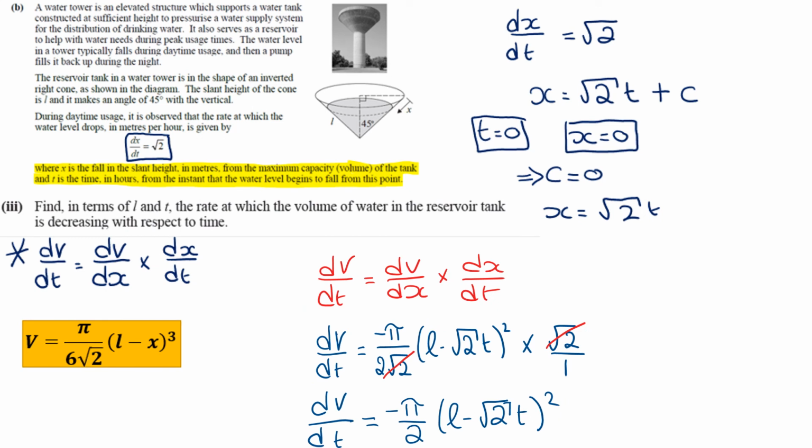So our final answer then for dv/dt is minus pi over 2 (L minus root 2t) all squared. If we double check with our question, this was quite a long one, find in terms of L and t the rate at which the volume of the water, so dv/dt, is decreasing. Our final answer was negative, which we were expecting since dv/dx was negative.